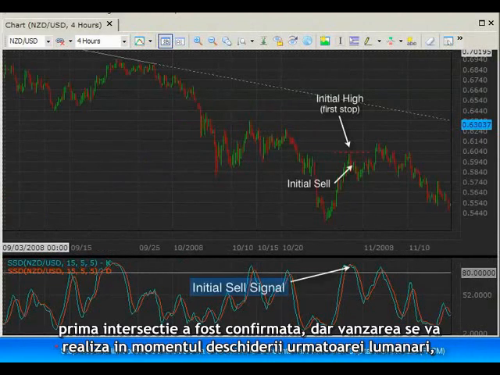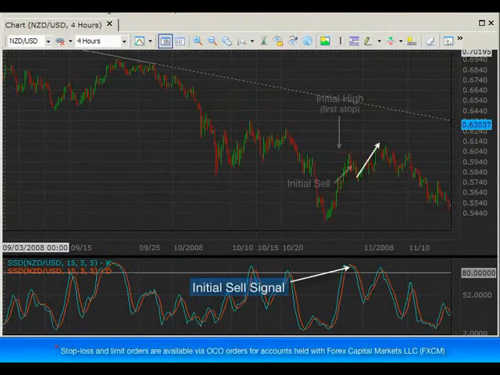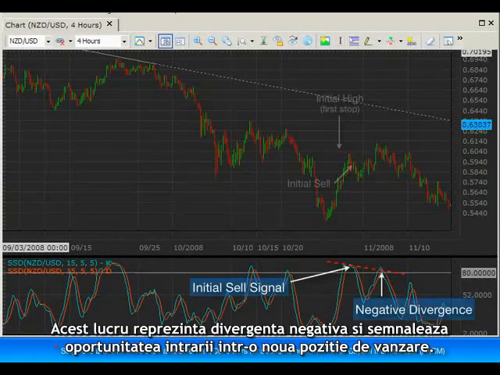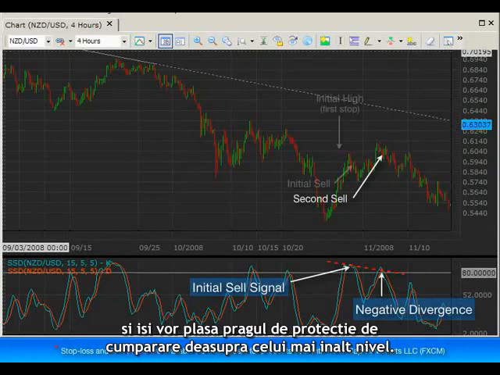Here's an example of a second selling opportunity. The first crossover was confirmed with the sell being at the open of the next candle, but the market moved up to a new short-term high as buying interest came into the market. Although the market did move up to a new high, the slow stochastics printed a lower high. This is negative divergence and signals the opportunity to enter into a new sell position. Traders will simply enter as the second crossover is confirmed and place their protective buy stop above the higher high.